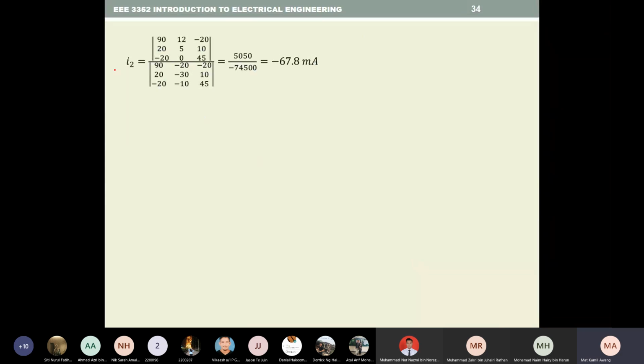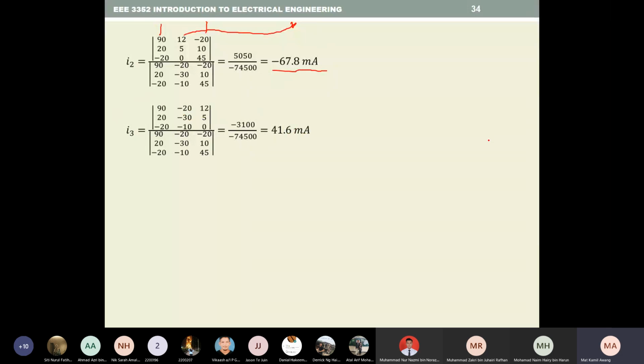Then I2. So this remains from the original. This remains from the original. This one actually you take from the 12, 5, 0. Then you set up like this. Then you do the calculation. You get minus 67.8 milliamps. And the same thing for I3. Right? So this one is from the original matrix. This is from the original matrix. This is from the resultant one. And you divide by that, so you get 41.6 milliamps.